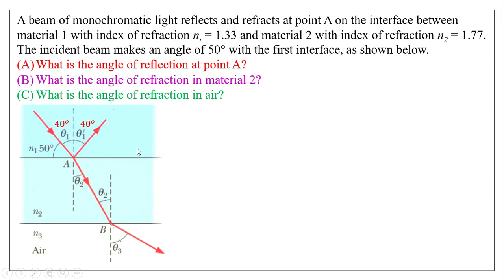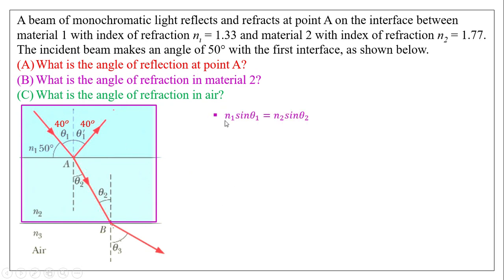Now that we have that, part B asks us to find the angle of refraction in material 2. Material 2 is right in the center. This one's not too bad. In order to find the angle of refraction based on the information given in this problem, you would just apply Snell's law. I'm going to focus my attention between medium 1 and medium 2, or material 1 and material 2, and apply Snell's law. Snell's law says the index of refraction of the first medium times the sine of the angle of incidence must equal the second index of refraction times the sine of the angle of refraction.